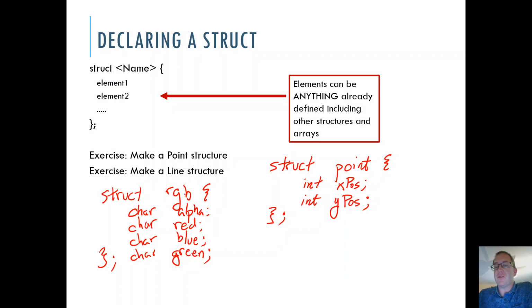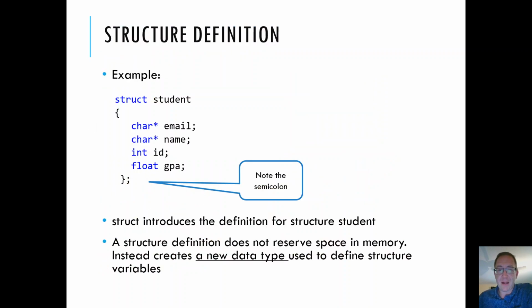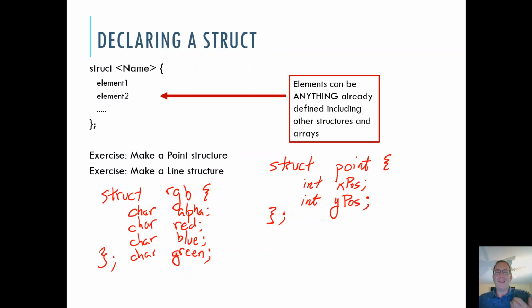Here is a point structure where I have an X and a Y position. And I could have a 3D point structure, which would have an X position, a Y position, and a Z position. What would a line structure look like? Well, let's think about this one. First of all, let's see if I have an answer already made up. Nope. Okay. So what would a line structure look like? Well, it's going to be struct.